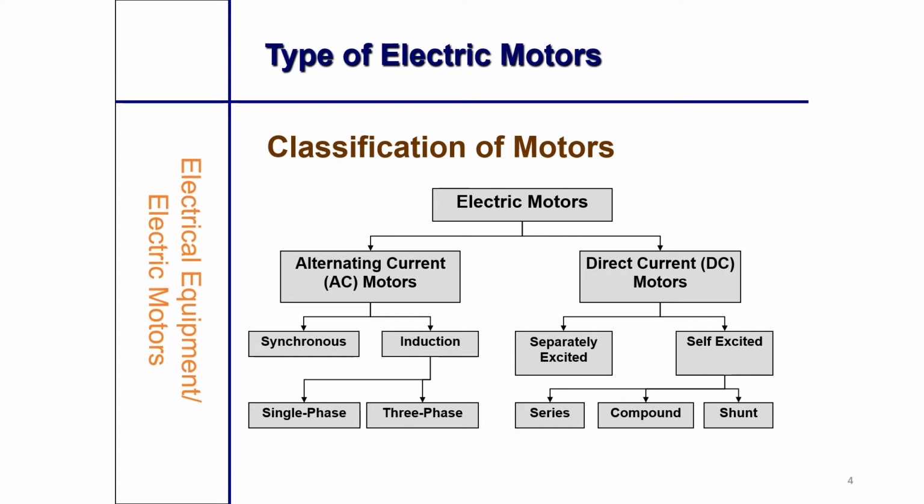Okay, and normally the classification of motors, we can make like this. Electric motors are divided into two parts: alternating current motors, AC motors, and DC motors. AC motors have two types: synchronous motor and induction motor. And in the induction motor we have two types: single phase and three phase. So DC motors work with a DC supply, and AC motors work with an AC supply. So these are all the classifications of electrical motors.